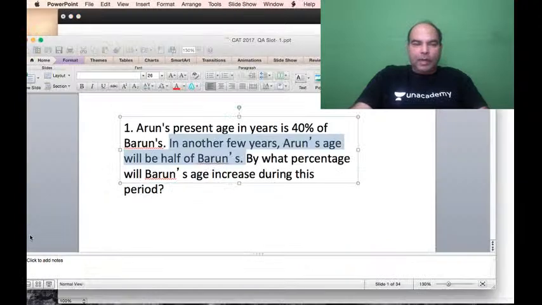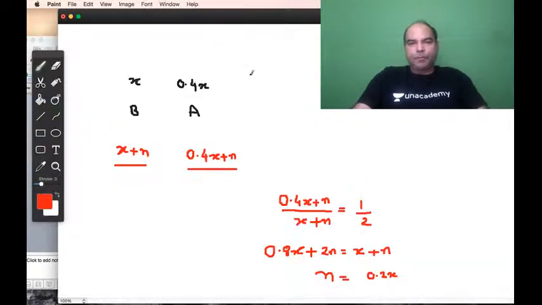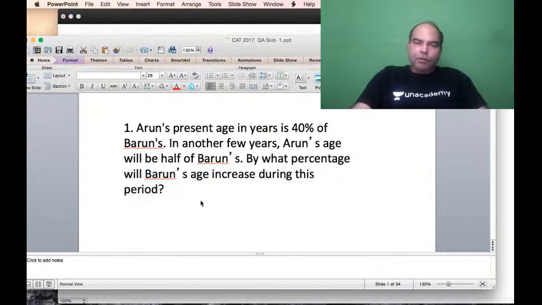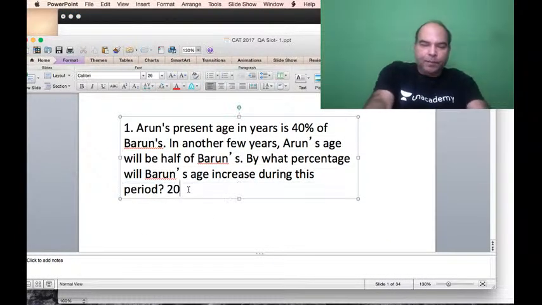Right? Now once you get that, the question is, by what percentage will Barun's age increase during this period? So you can see that Barun's age is increasing by n years, and that n years is basically 0.2x from the equation that we have just solved. Because 0.2x is 20% of x, the correct answer to this question will be 20%. So this is one way to solve this, and hence this answer is 20%.